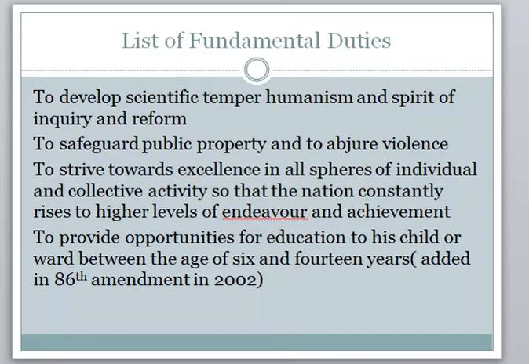Next point is to provide opportunities for education to children between the ages of 6 and 14 years. Okay, so see, the 42nd Amendment Act didn't have this provision, but in the 86th Amendment Act they included this provision. So if you have children, you should give your children educational opportunities if they are between age 6 and 14. Okay, so this is the meaning of that.